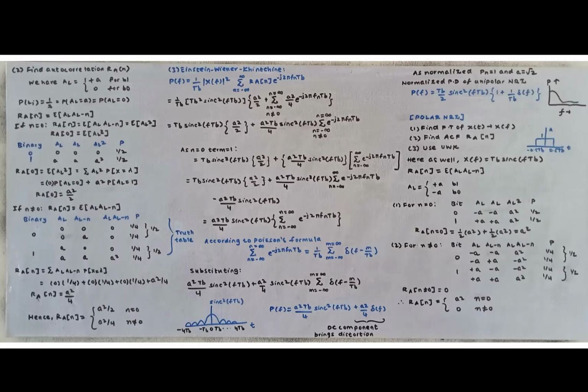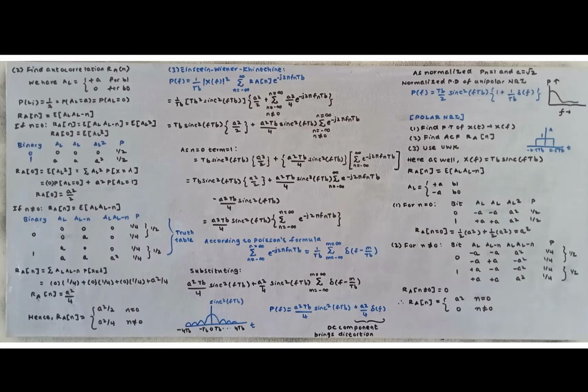Hopefully, your professor is understanding enough, and you eventually get P(f) is A squared T_b by 4 sinc squared(fT_b) plus A squared by 4 delta(f). Of course, if you want to go through the derivation, it's fully written out, be my guest. So, yeah, that's your final formula for this.